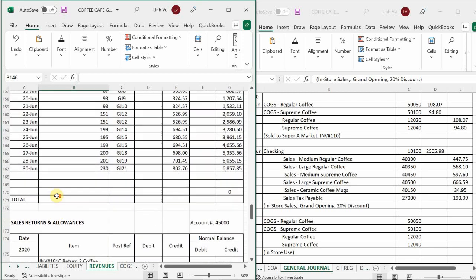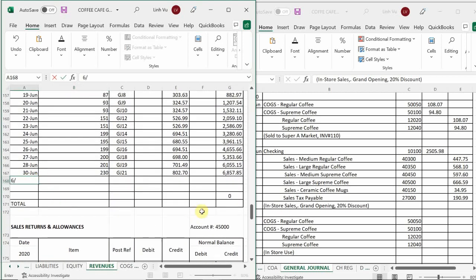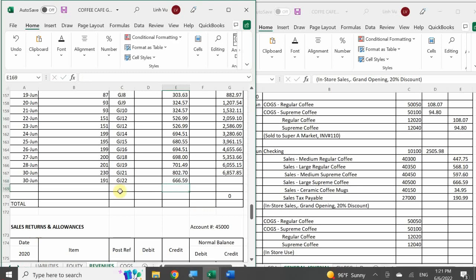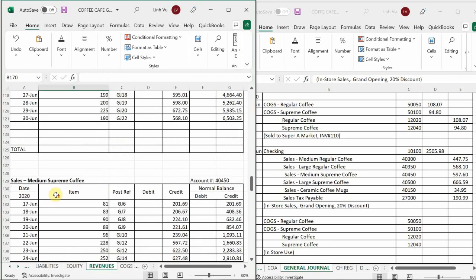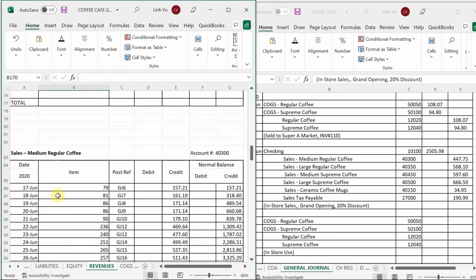And of course, we sold our large supreme coffees. Okay, we sold 191 cups for a grand total of $666.59. Okay. And that gave me a total of $7,524.44.